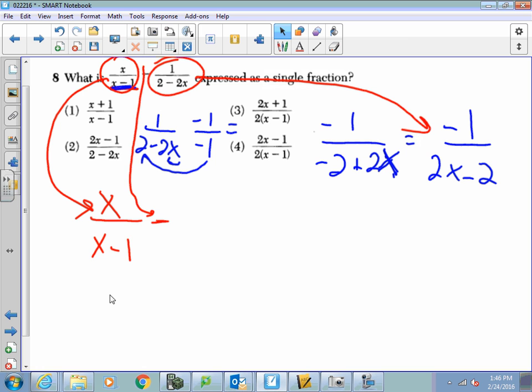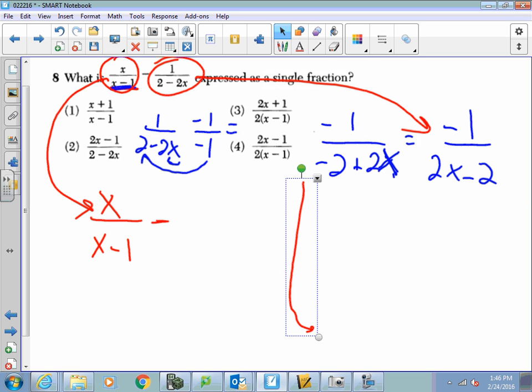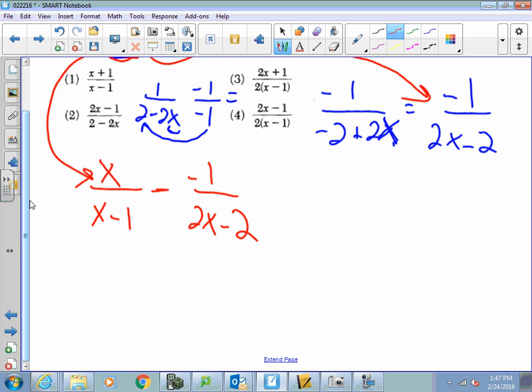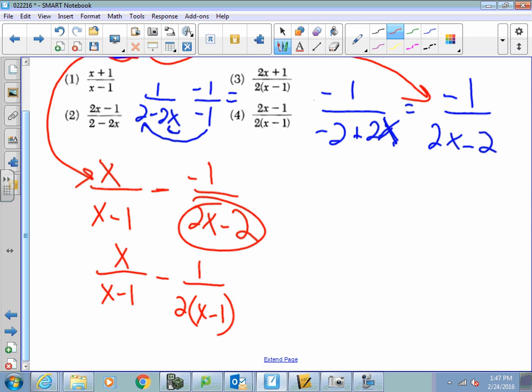All right? I'm writing a lot of stuff. I don't want to be confusing, but okay, so we have minus negative 1, don't forget that negative, over 2x minus 2. All right? So now I'm going to go ahead and factor this. This one right here, I'm going to factor that, so I'm going to have x over x minus 1 minus 1 over, now when I factor that, I get 2 times x minus 1. And don't forget the negative.